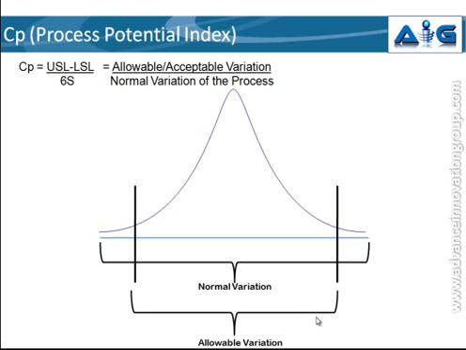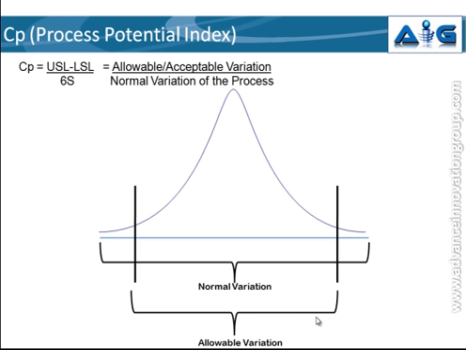Now in this slide, I'll try to explain CP from its formula. The formula to calculate CP is USL minus LSL divided by 6 standard deviation. Let's try to understand what USL minus LSL is and what 6 standard deviation is. Upper specification limit and lower specification limit are decided by our client, our customer. So we can call that the acceptable limit, or acceptable variation, or allowable variation, because this is the variation that our client is allowing us.